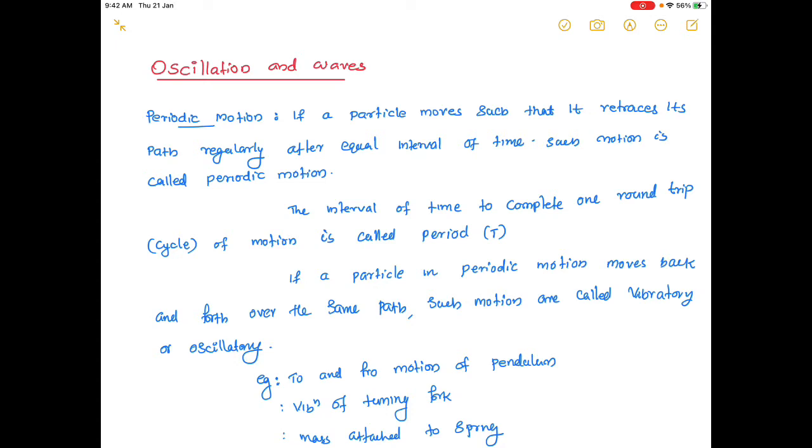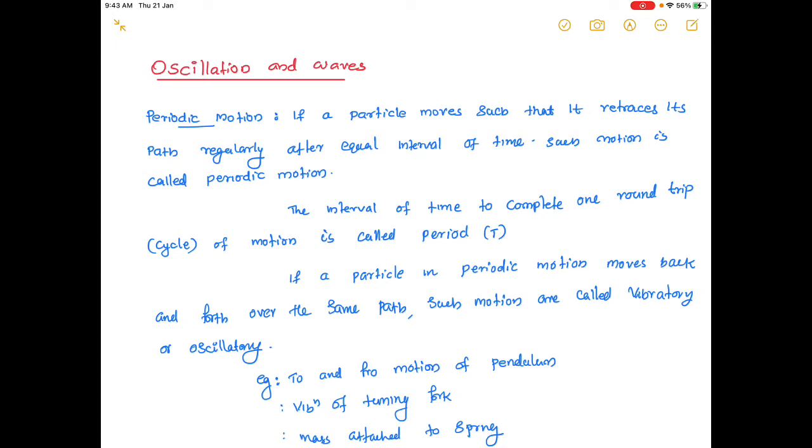The Earth revolving around the Sun is repeating every 1 year. Each 1 year it repeats the same path, so we call it a periodic motion. The Moon around the Earth is also a periodic motion. And a simple pendulum is also a periodic motion. So any system which retraces its path regularly after equal intervals of time, such a motion we call periodic motion.